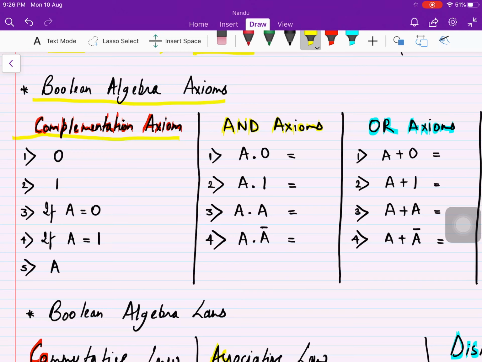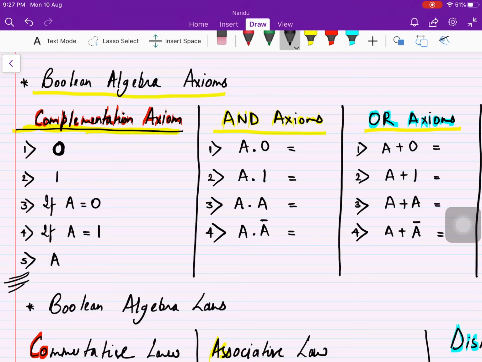The first law: the complement of 0, represented by a bar, will be 1. Opposite of 0 is 1 in Boolean algebra, that's why it is complementation. And the complement of 1 will be the opposite of 1, which is 0. If a is equal to 0, then a complement will be 1. And if a is equal to 1, the fourth one, a complement will be 0.